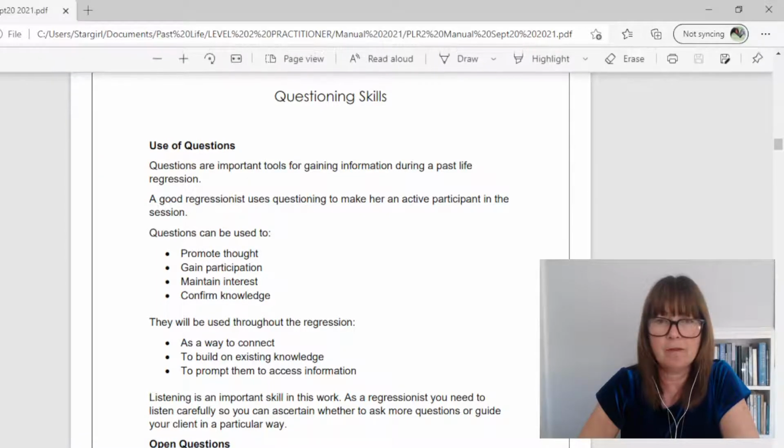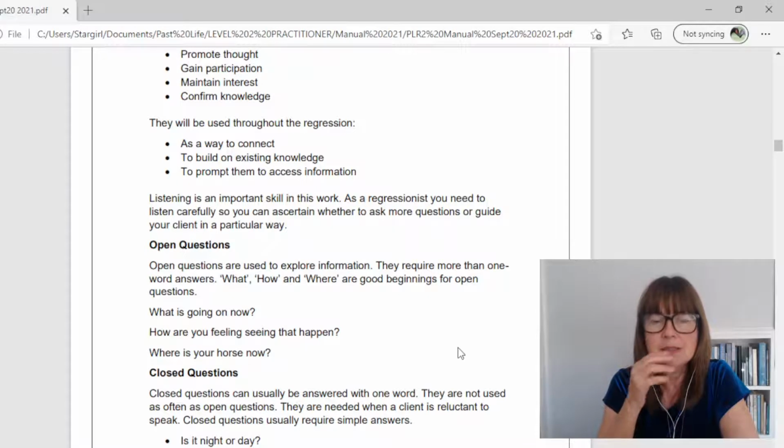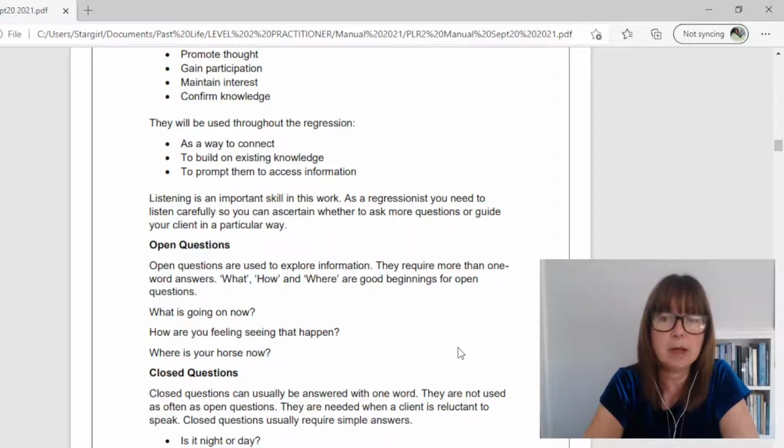Listening is a very, very important skill in this work. As a regressionist, you need to listen carefully so you can ascertain whether to ask more questions or to guide your client in a particular way.